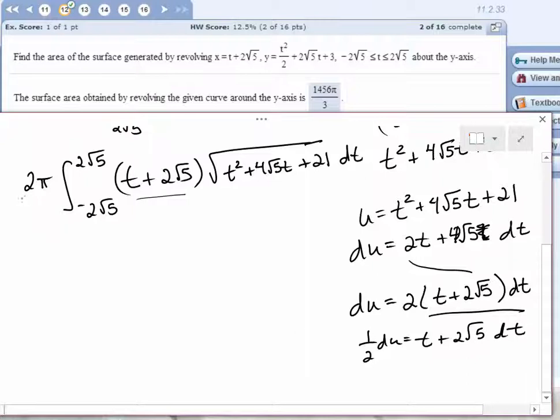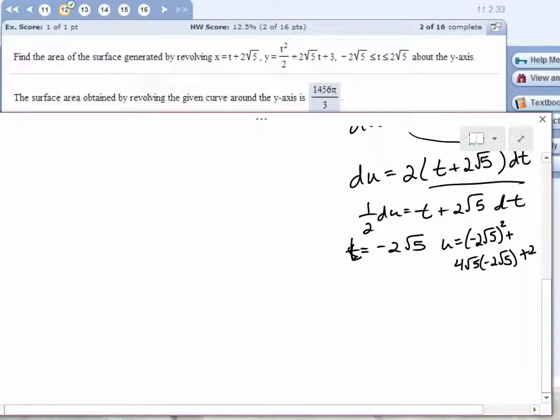And the 1/2 will cancel with the 2 out front, so you're just going to have a π in the front. You need to change your limits of integration. When x is equal to negative 2√5, or really when t is equal to negative 2√5, u will be equal to negative 2√5 squared plus 4√5 times negative 2√5, and then plus 21. And this is 4 times 5, which is 20. And then you have 21, so that's 41, plus, here this is negative 8 times 5, which is negative 40. So u is 1 there.